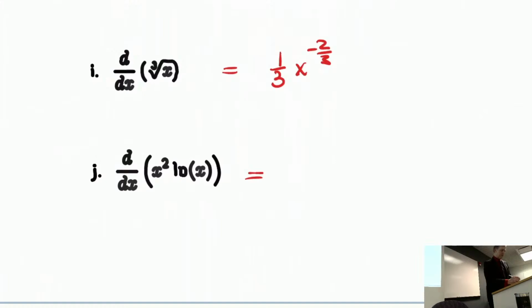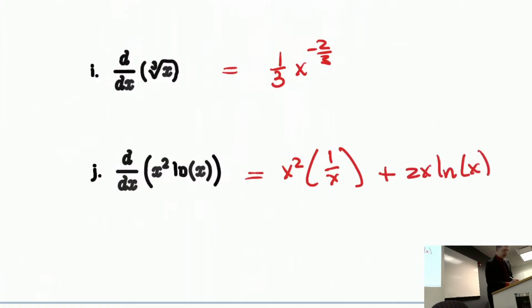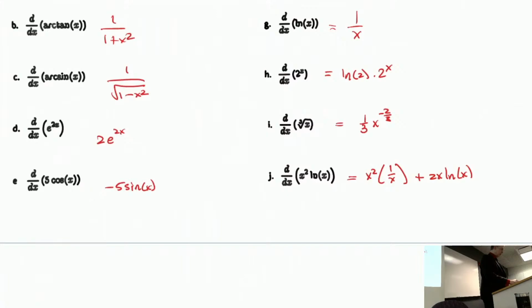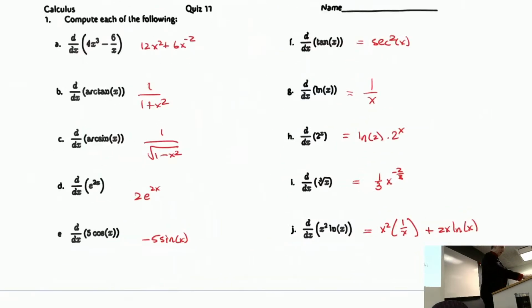That's going to be a product rule, isn't it? So this is going to be x squared times 1 over x plus 2x ln of x. So I guess that'll end up being x plus 2x ln of x. Kind of nice, those things cancel. All right, I think I got them all. I got them all. Woo! All right, we're moving on.